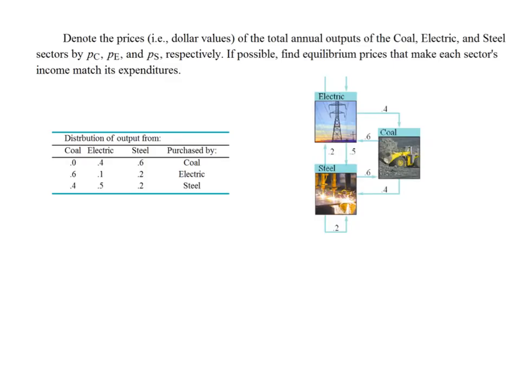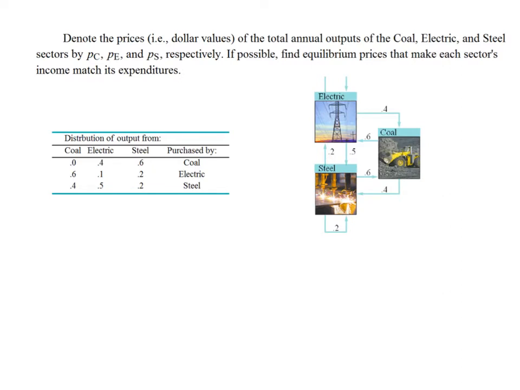So let's take a look at and go over the visual of this first example. All right, so we have the prices of the total annual outputs for coal, electric, and steel denoted by P sub C, P sub E, and P sub S: coal, electric, steel. If possible, find the equilibrium prices that make each sector's income match its expenditures.